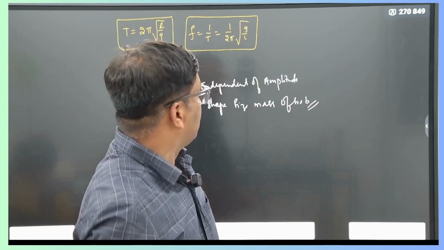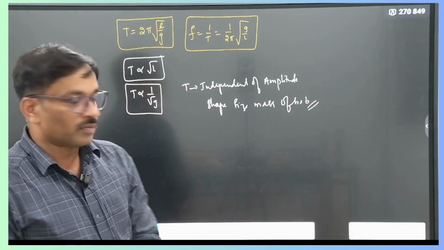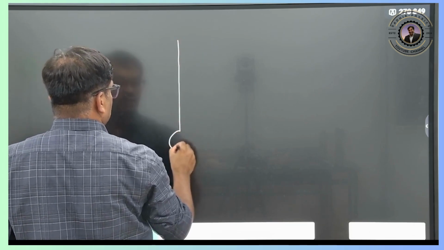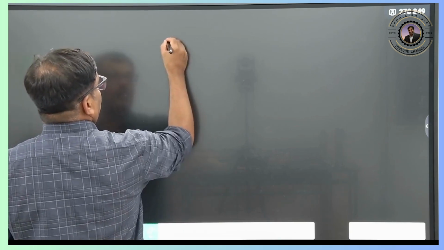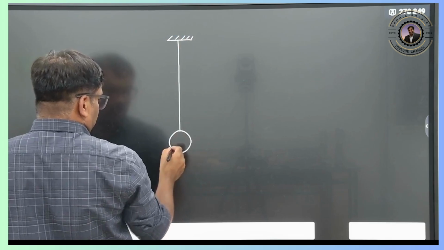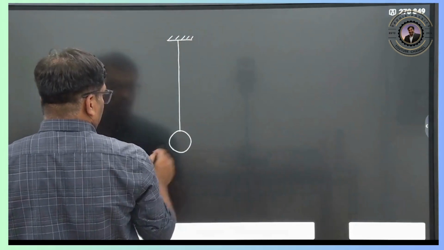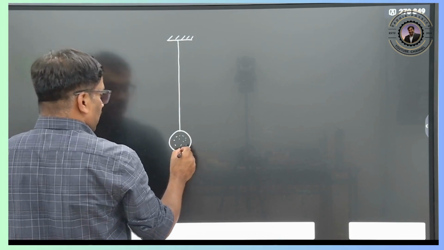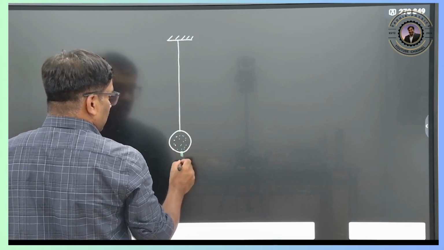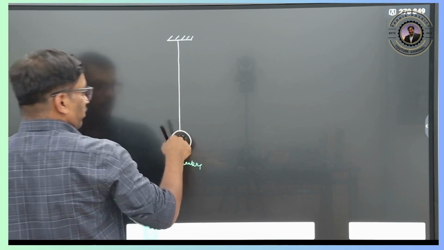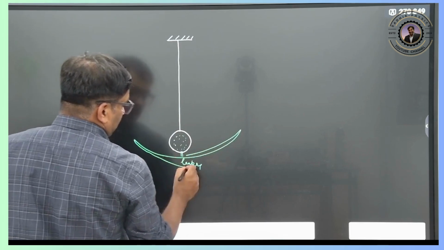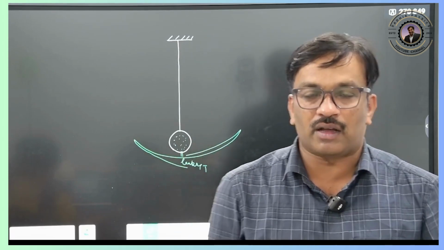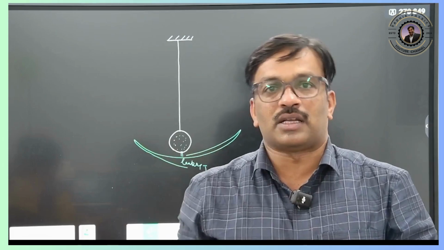Clear? We'll see some applications based on this simple pendulum. Let us see one simple example. Suppose there is a pendulum, and this pendulum is filled with water. Now slowly this water started leaking. Initially the time period was T. How will the time period change? Most students will think it is independent of length, mass and shape of the body.